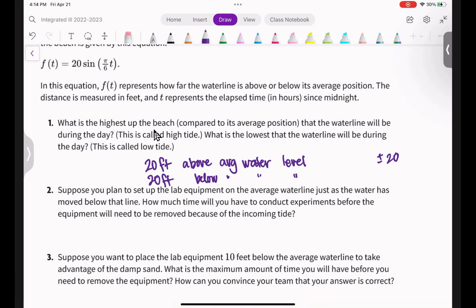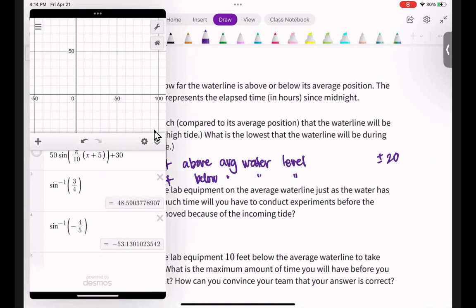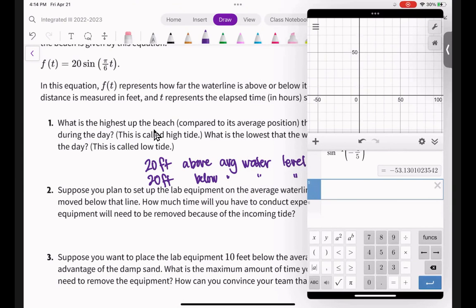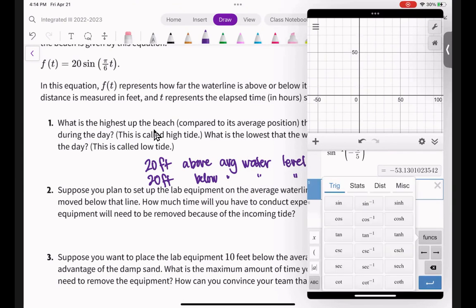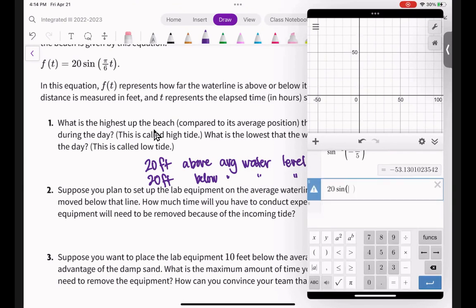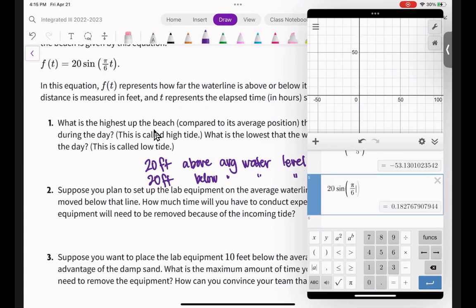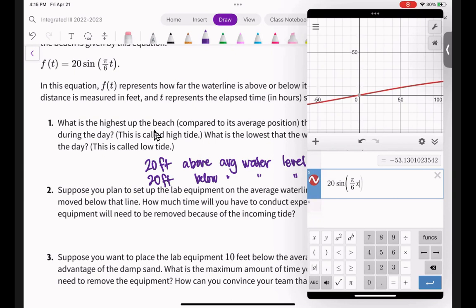Now, who is in charge of time and how fast something moves? And maybe you say, oh, it's that pi over 6 number, but that doesn't make sense, Miss Johnson, because pi over 6, that's not a time. That's like how fast something is going. And you're right. So let me bring in Desmos for this just so you can see what is happening. I'm going to type in this equation: 20 sine pi over 6 and then t, which is x in this case.